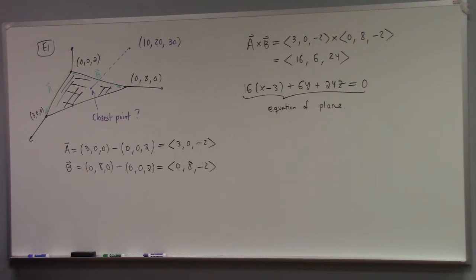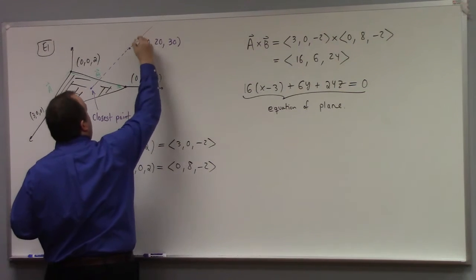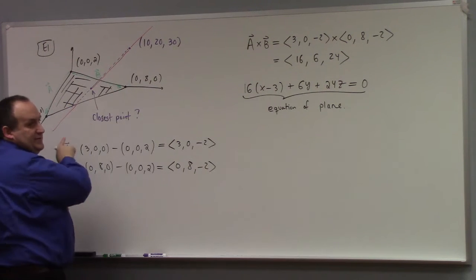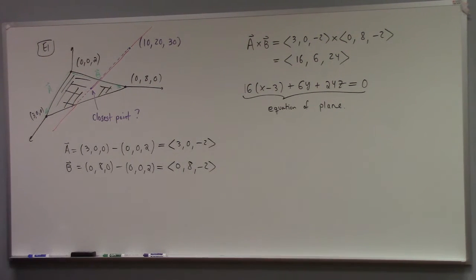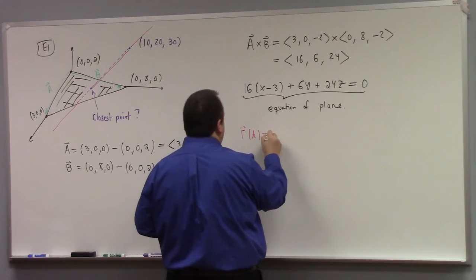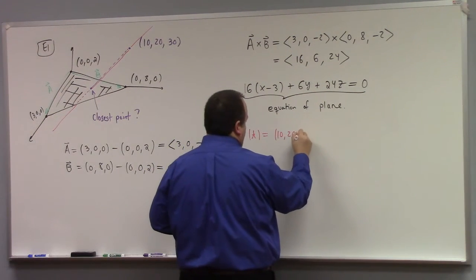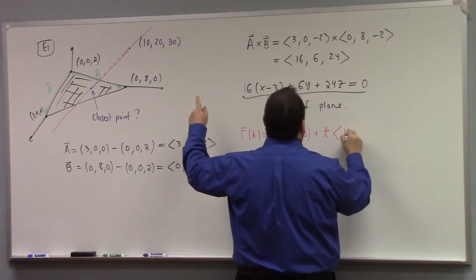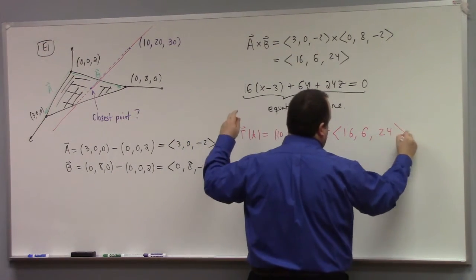Yeah, so I agree with you, but a simple way to do that is just to parameterize a normal line through the point, because we know that the normal line has to go through the point. If I think about the line with direction vector of the normal, that line has to intersect the plane at the point we're interested in. But I also know a point on the line, right? So I can write down r of t is 10, 20, 30 plus t times, what's the direction vector to the normal line? Well, apparently 16, 6, 24, right?